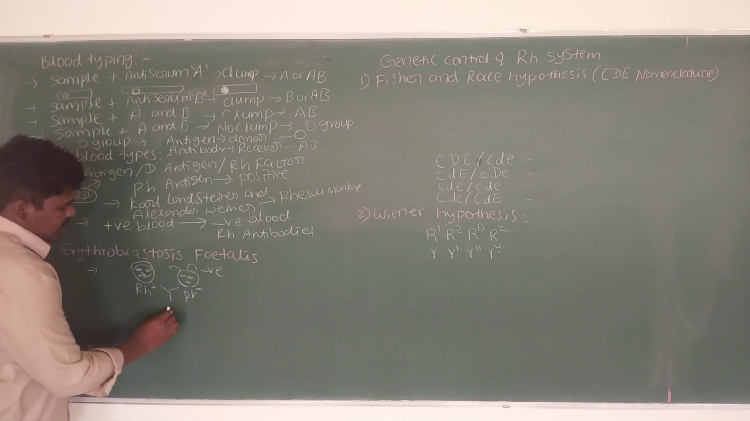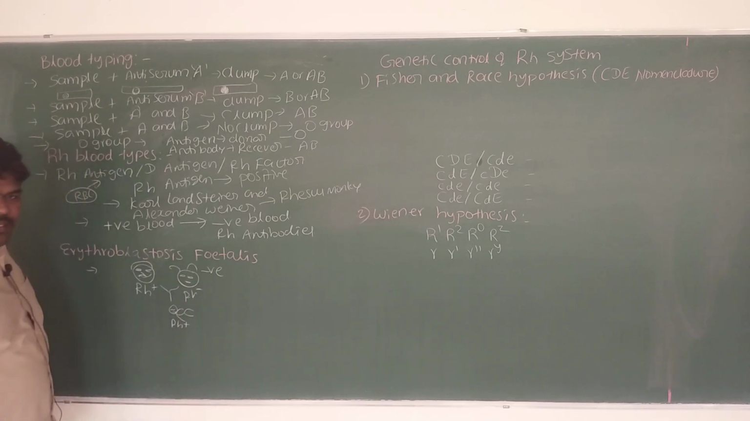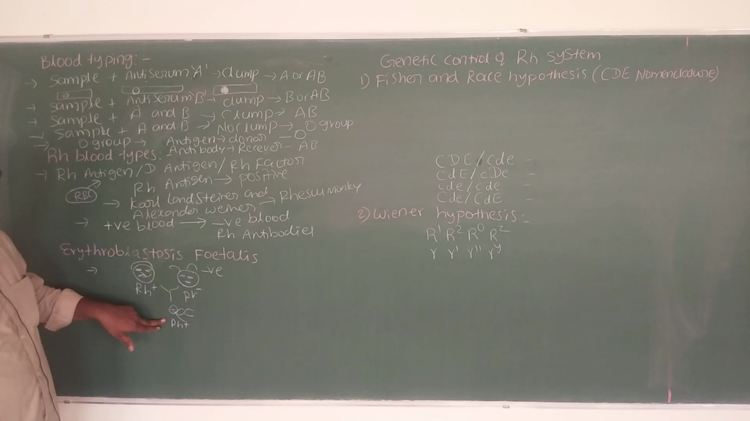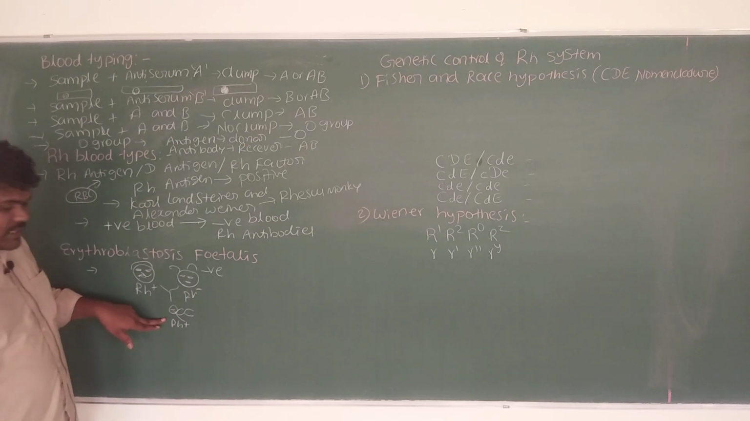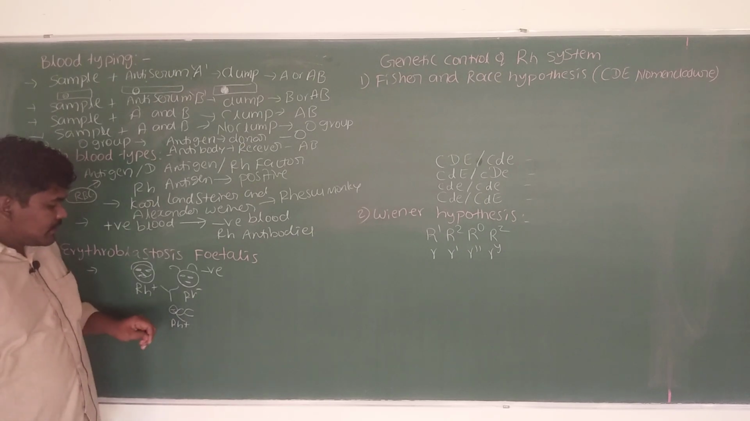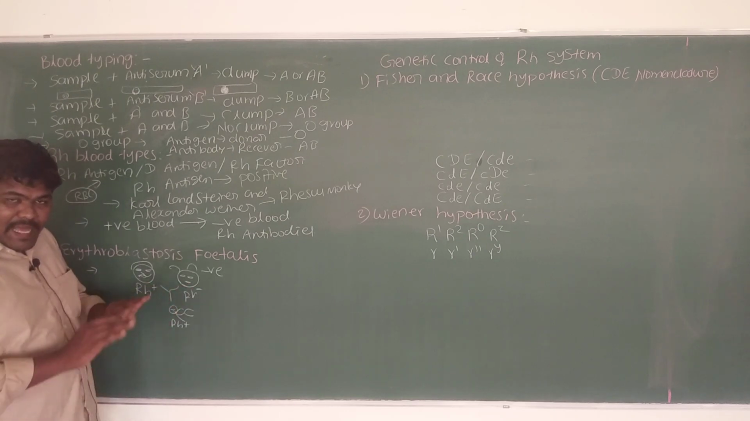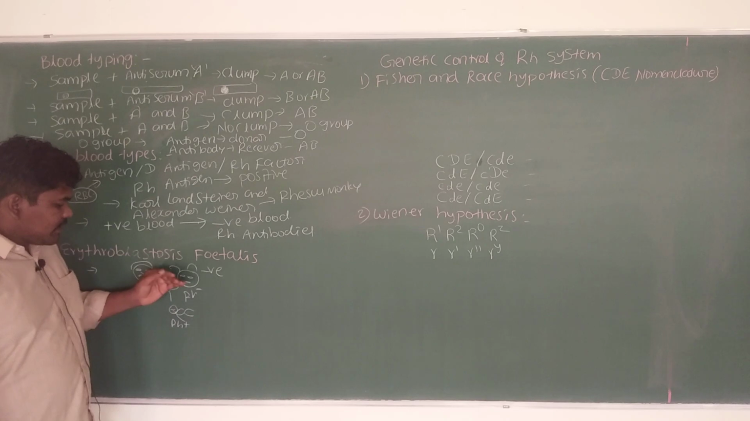if their first baby is Rh positive, what happens? Here the mother is negative, and inside the uterus the baby is positive. Up to delivery nothing will happen. Why? Because Rh positive blood is not mixed with Rh negative blood. The placenta acts as a barrier between the mother and fetus.